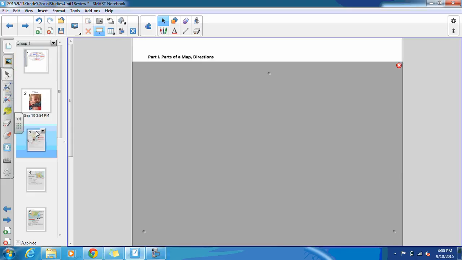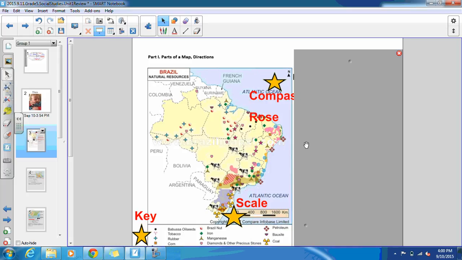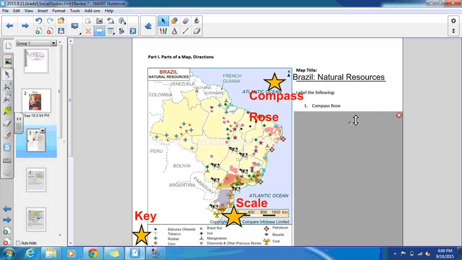Part 1 deals with parts of a map and directions. You had a map of Brazil. It looks like this. The first thing you're supposed to do is label the map title and write it here. The title is going to be right here, Brazil Natural Resources. At any point, if I'm going too fast, you just press pause. Then it asks you to label compass rose, key, and scale.